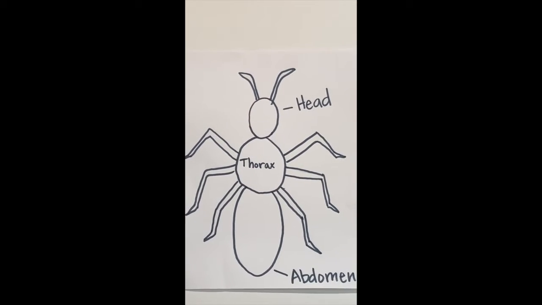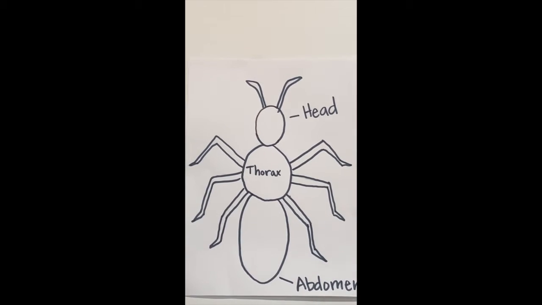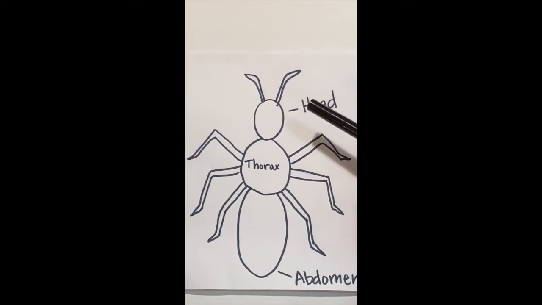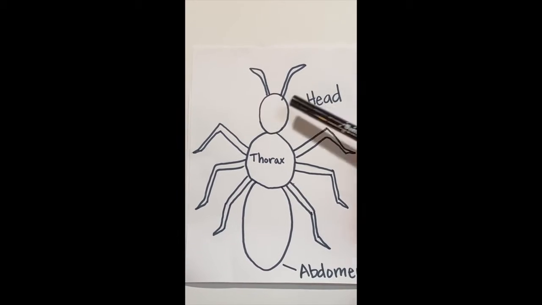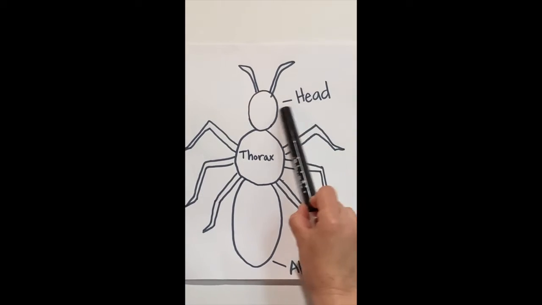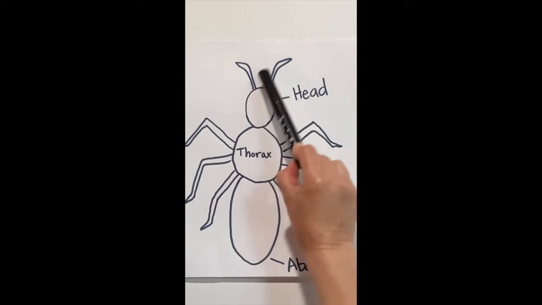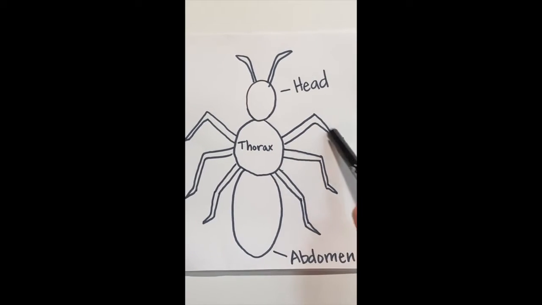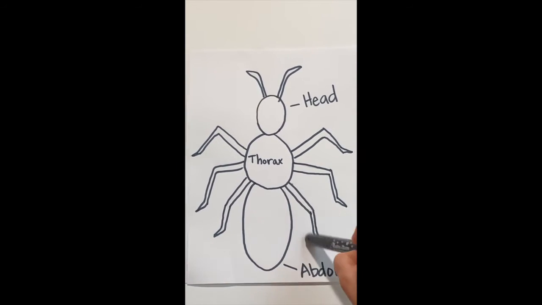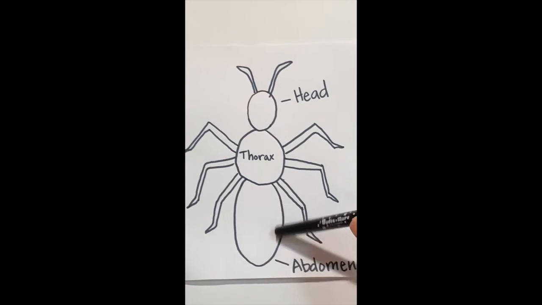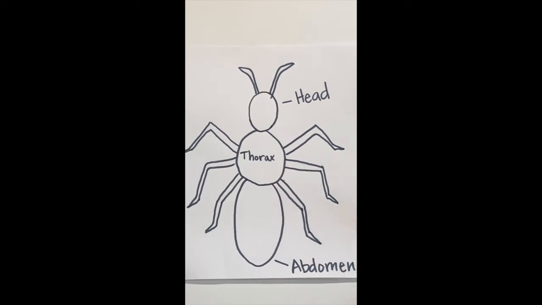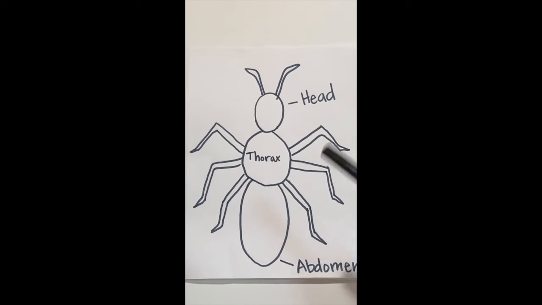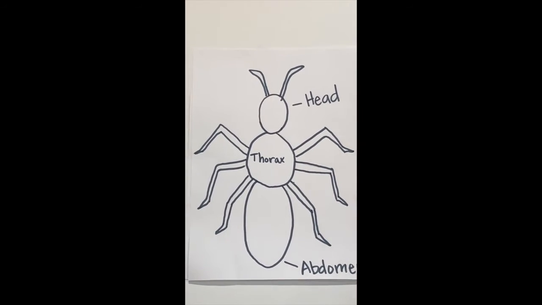And I did this diagram because I wanted to go over some things with you that I want you to remember as you are drawing along with me. Insects have 3 body parts. 1, 2, 3. They make up the head, where the antennae come out of, the thorax, which is where the legs are attached, and the abdomen, which is where they digest their food. So there's 3 body parts, and all insects have 6 legs.